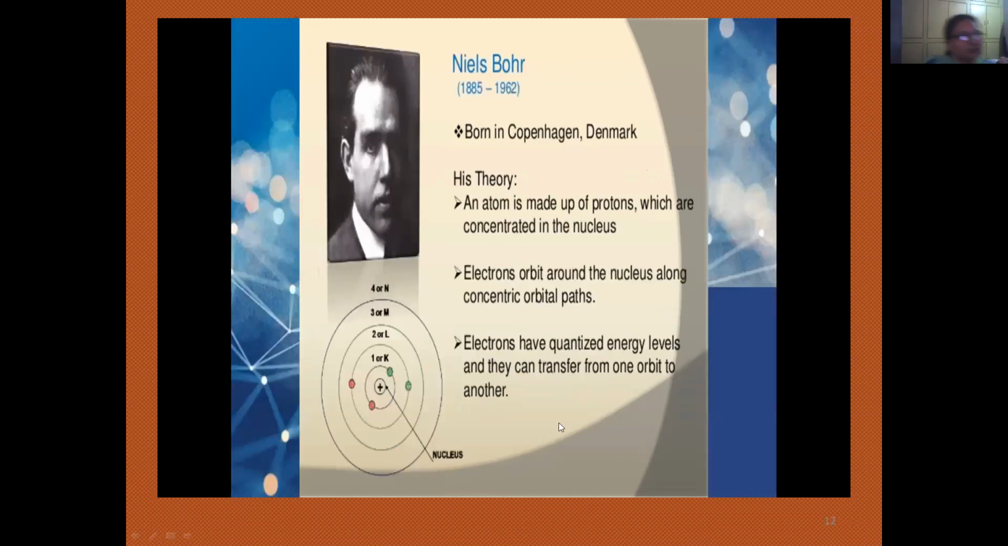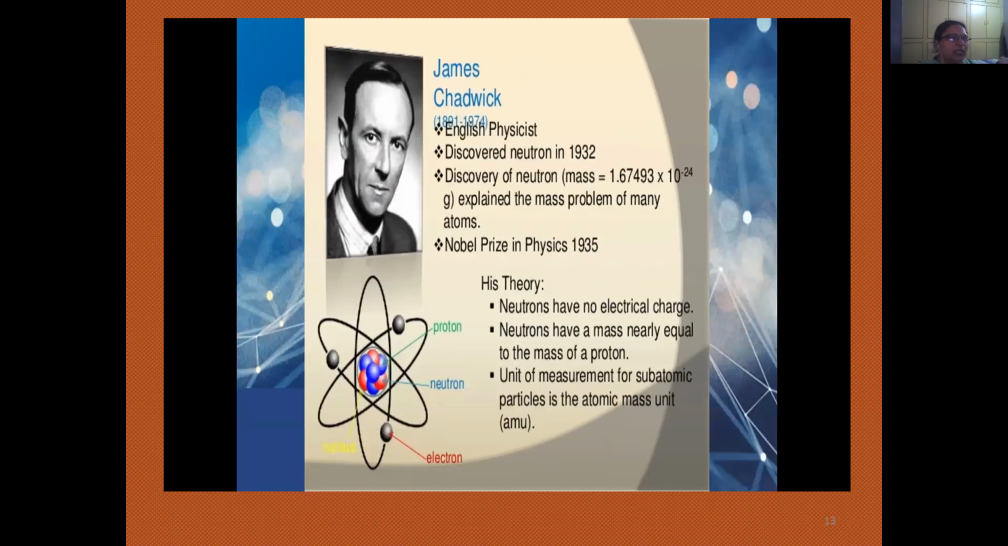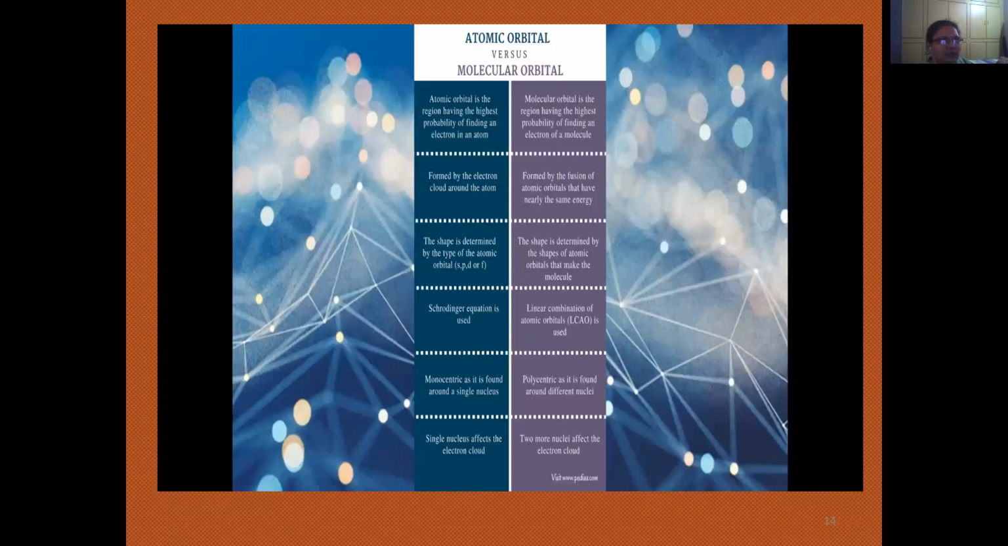Then we had Niels Bohr, born in Copenhagen, Denmark. His theory was that an atom is made up of protons which are concentrated in the nucleus. Electrons orbit around the nucleus along concentric orbital paths and have quantized energy levels, and they can transfer from one orbit to the other. Then James Chadwick discovered the neutron in 1932 and won a Nobel Prize in Physics in 1935. He explained the mass problem of many atoms.